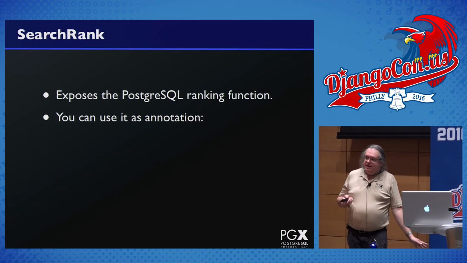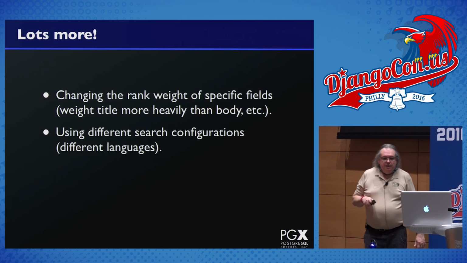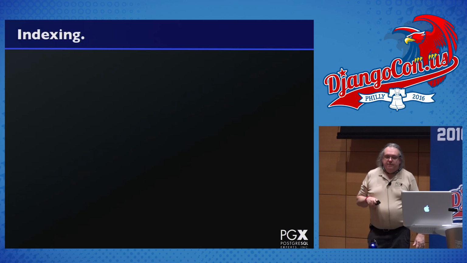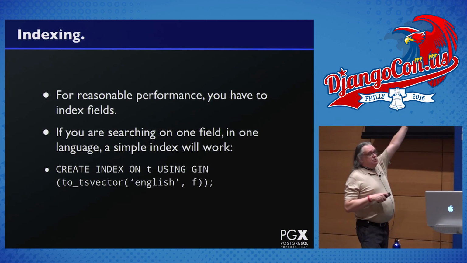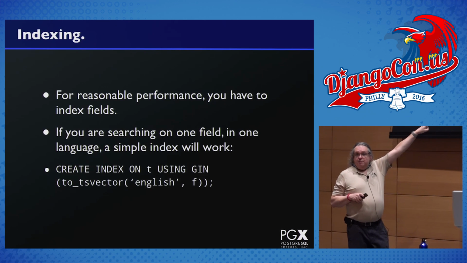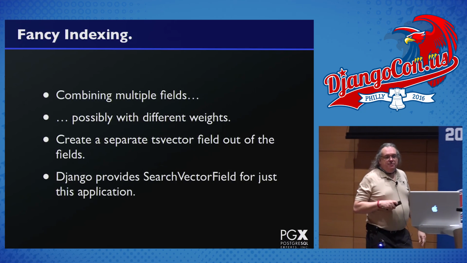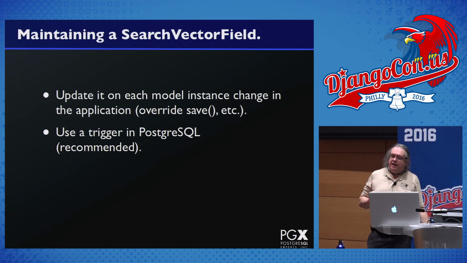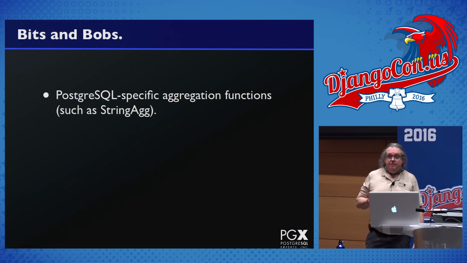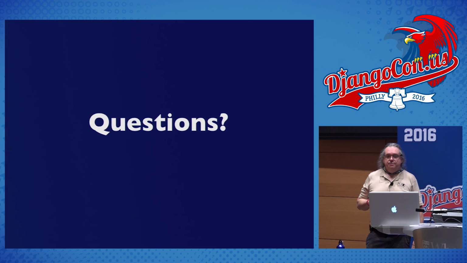PostgreSQL also has ranking, so you can sort things in relevancy order and so on. There's lots more. These slides will be online. The important thing to remember is you need an index, which is a GIN index, in order to make this work fast. You can combine multiple fields with different weights and all this kind of stuff. Generally, you need to use a trigger to do that kind of stuff. There are examples in the documentation on how to do that. And there are three things which you can read about in the docs, which are relatively small features.